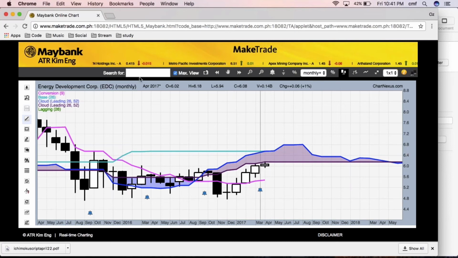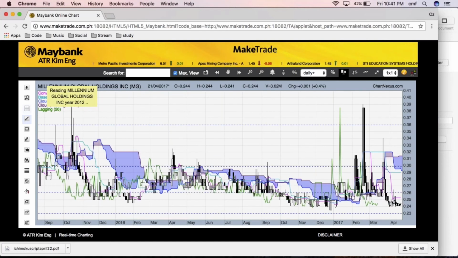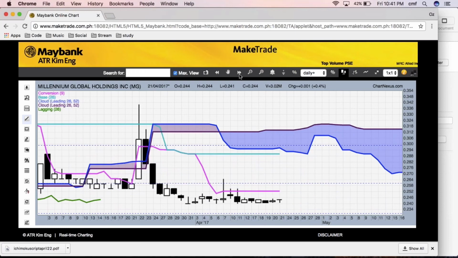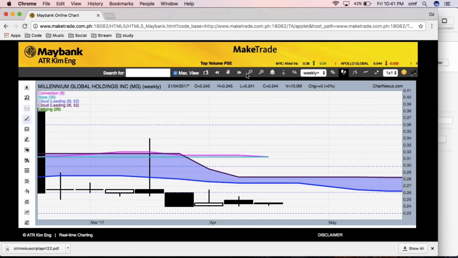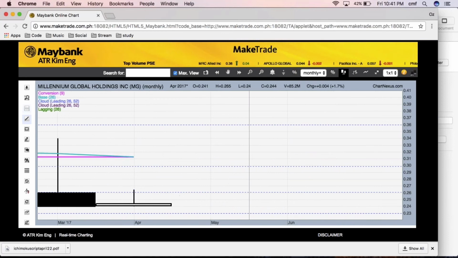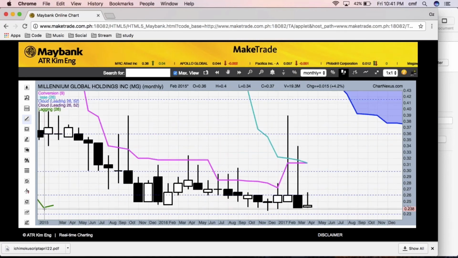Now I'd like to show you a chart that is bearish on all time frames. This is MG. It is below all Ichimoku elements on the daily time frame. It is below all Ichimoku elements on the weekly time frame. It is below all Ichimoku elements on the monthly time frame. So this is bearish on all time frames. If we were allowed to short this market, MG would be a good shorting candidate.